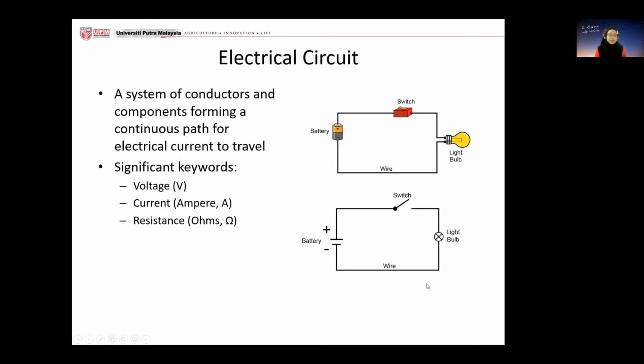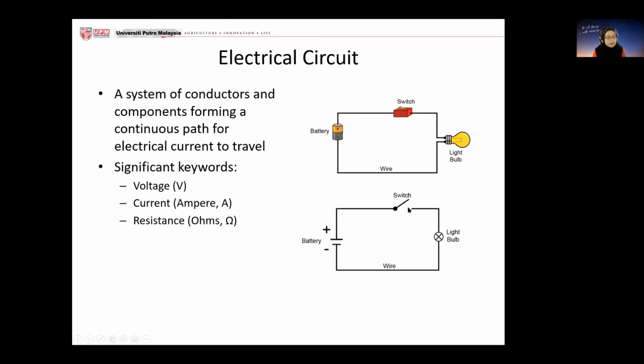If you look here, basically you have a switch, you have the load, which is in the form of a bulb, you have your wire, and you have your power source, which is the battery. If it's connected, the light bulb will emit light, whereas if you switch it off, like this, you're not going to get any light.